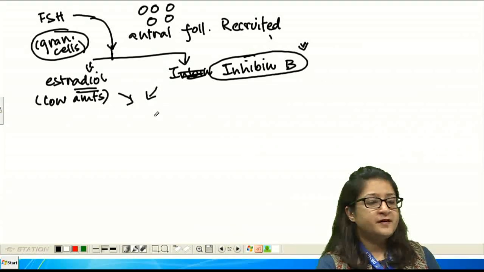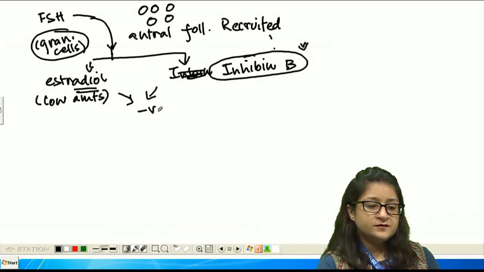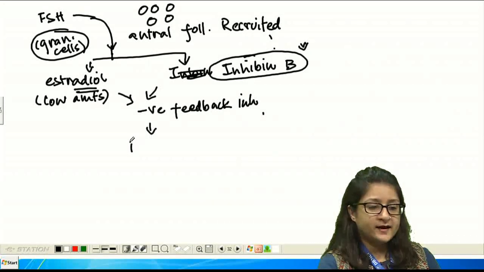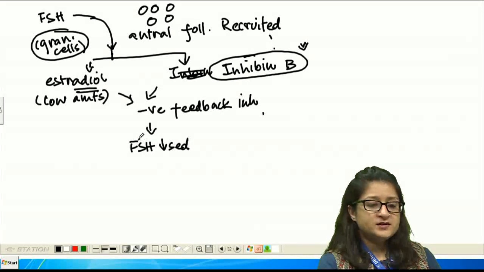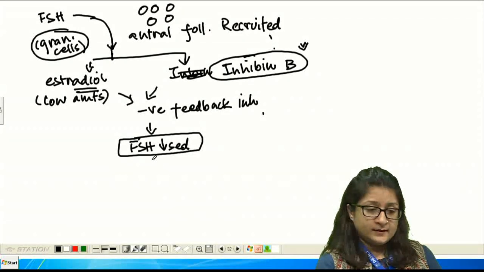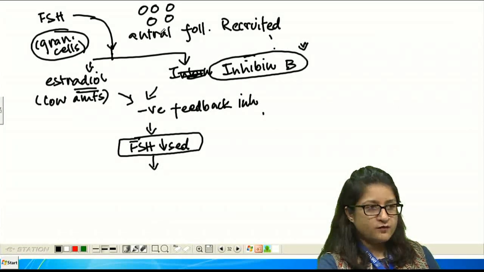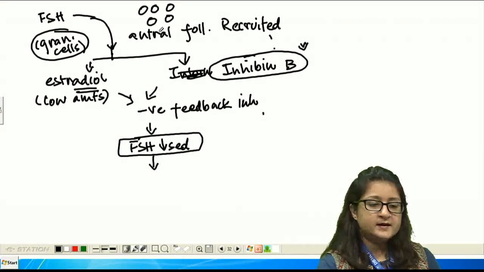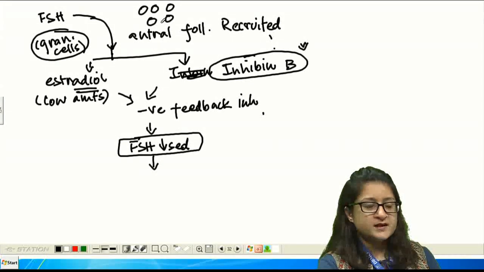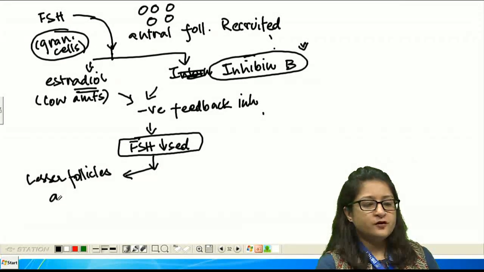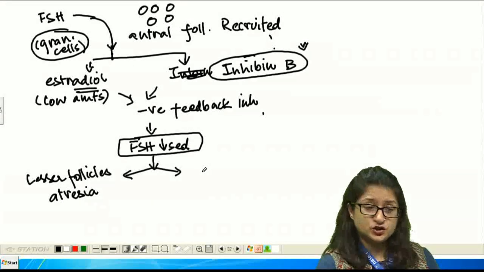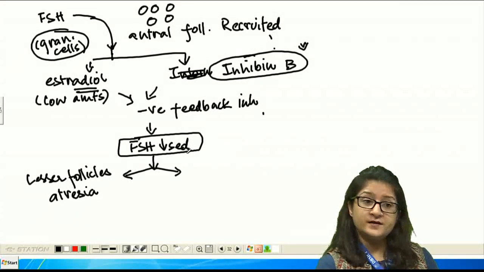They cause feedback, and inhibin B causes negative feedback inhibition, and then FSH is decreased. When FSH is decreased, the many follicles that were recruited, 4, 5, 6, a number of follicles, lose the support to grow. So the lesser follicles, the ones which are not too good, undergo atresia, but there is one follicle which persists to grow despite these decreasing levels of FSH.